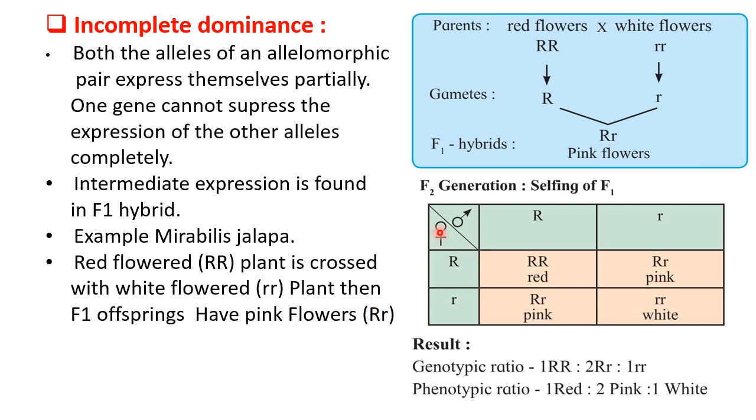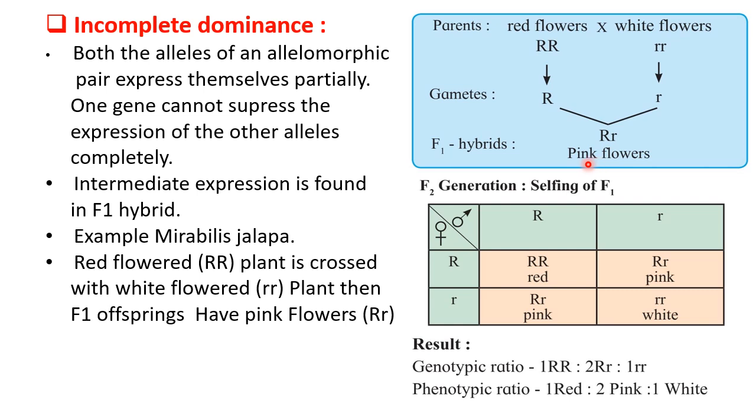Here we see a cross between a plant with red flowers and a plant with white flowers. A red flowered plant shows genotype capital R, while a white flowered plant shows genotype small r. So when these plants are crossed, equal numbers of gametes, that is male and female gametes, are produced and they unite and form F1 generation plants which are called hybrids. So the plants produced in the F1 generation produce pink flowers.